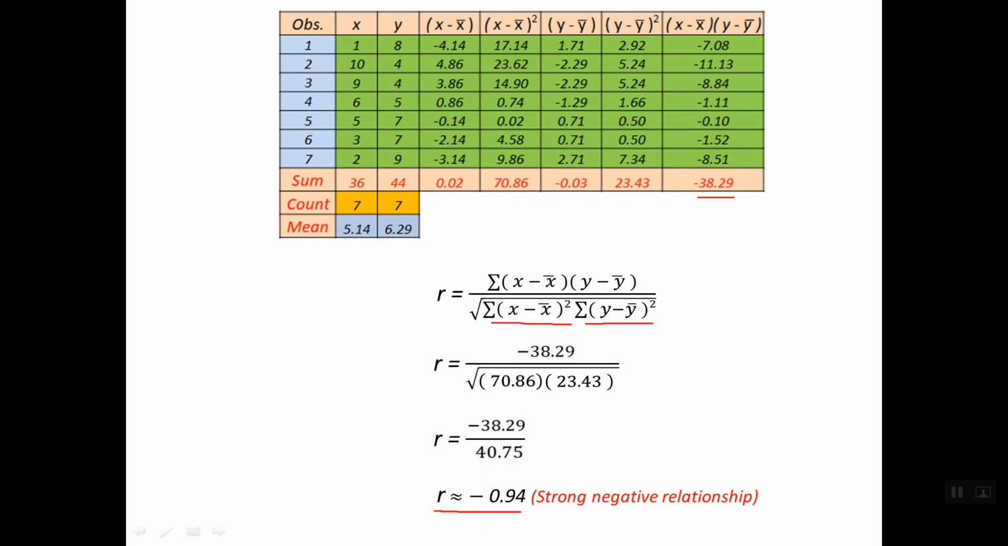So this is the Pearson correlation coefficient. It is about minus 0.94. So we have the same result. So we have a strong and negative relationship between the two variables. So these are the steps that we should use in order to calculate the Pearson correlation coefficient, small r.